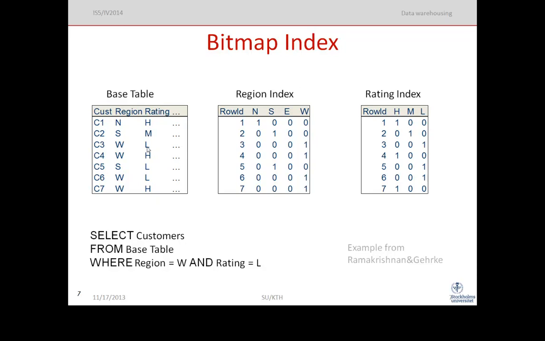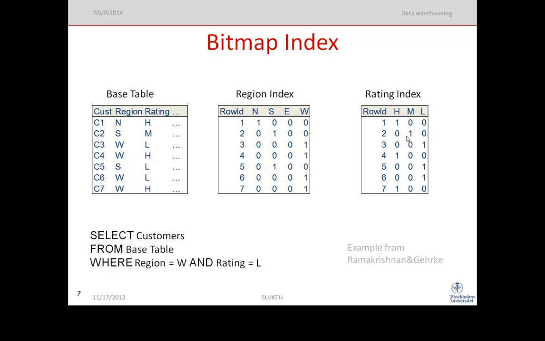The idea is to record values for sparse columns as a sequence of bits, one for each possible value. So for example, a rating value is 100 or 010 or 001, as 1 in first position denotes high, 1 in second position denotes medium, and 1 in third position denotes low.